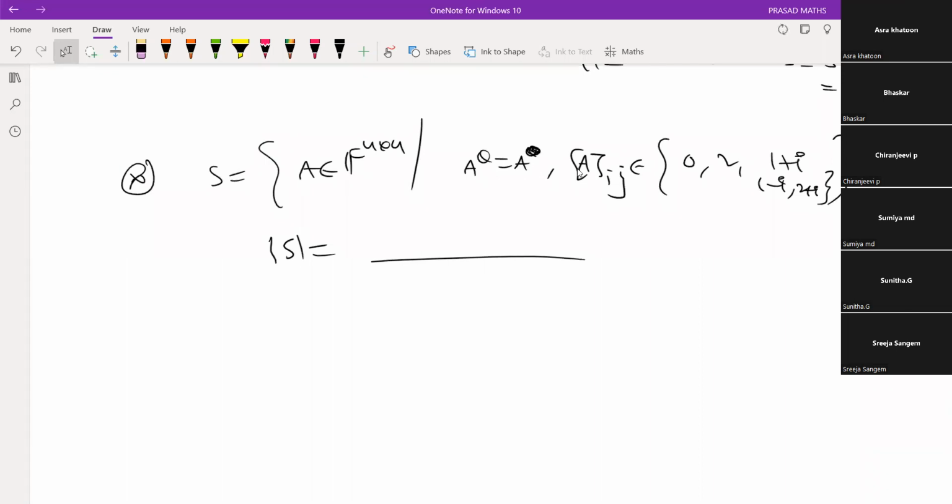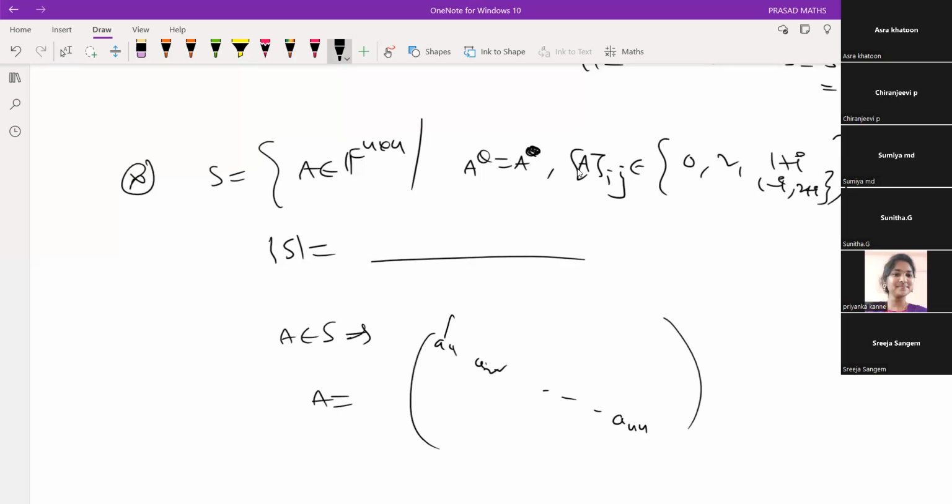n square plus 3 power n into n minus 1. We'll see. I already told you, the diagonal elements are real entries. You need to be careful about the diagonal entries. Whatever you take, the diagonal entries are filled only by real entries: A11, A22, up to ANN. So how many possibilities for diagonal entries? Two possibilities, 0 and 2. So 2 power n. So for diagonal entries, 2 power n.